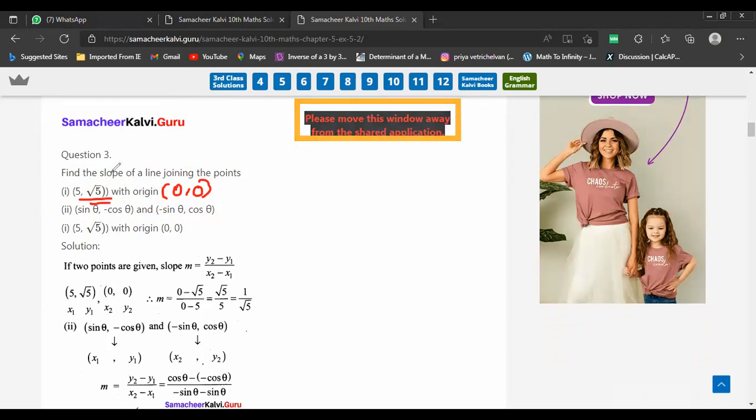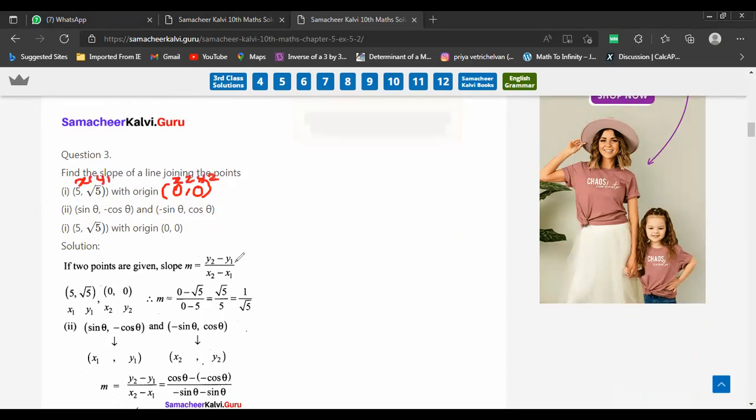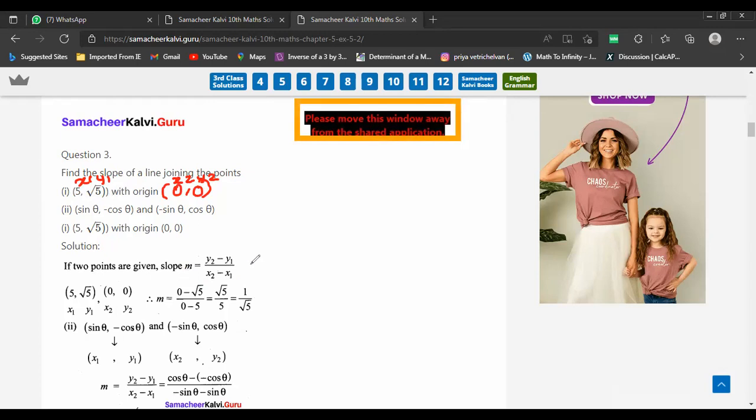How will you find? Assume this is x1, y1 and this is x2, y2. So you have a formula for the slope, which is y2 minus y1 upon x2 minus x1. So there you can substitute these values. So y2 is 0, y1 is root 5 upon x2 is 0 and x1 is 5. So it's root 5 upon 5, which is 1 upon 2. So that's your result.